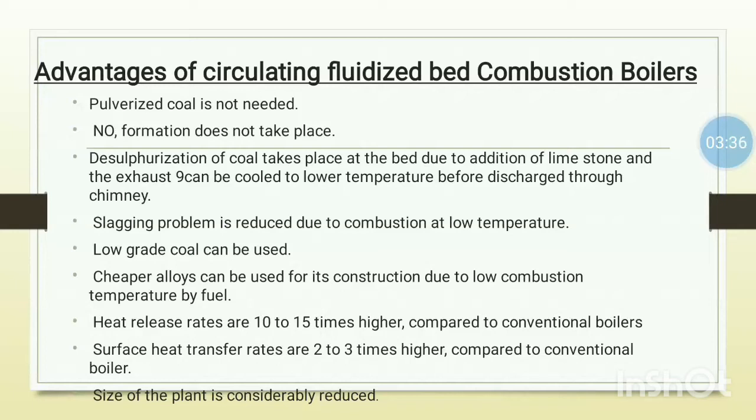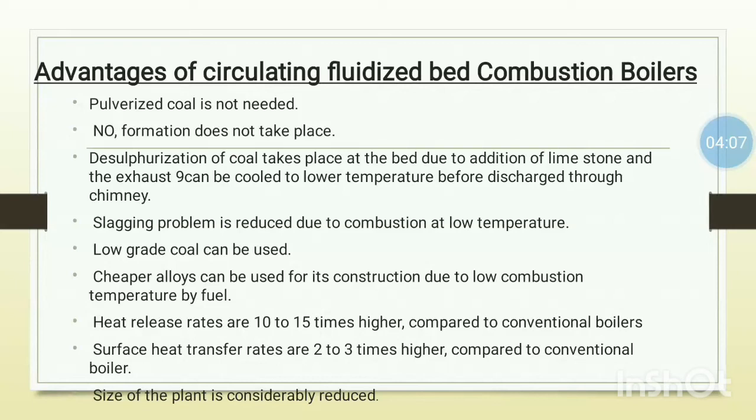Desulphurization of coal takes place at the bed due to addition of limestone, and the exhaust can be cooled to a lower temperature before discharge through the chimney. So this can also be done. Slagging problem is reduced due to combustion at low temperature. The slagging problem is situated with the conventional boiler, but it can be reduced in the fluidized bed combustion boiler, because combustion is taking place at a very low temperature.